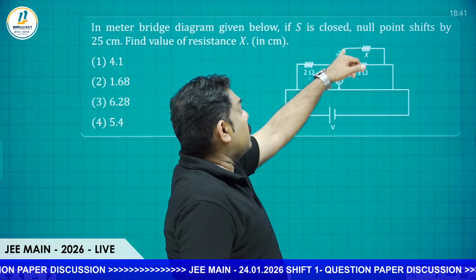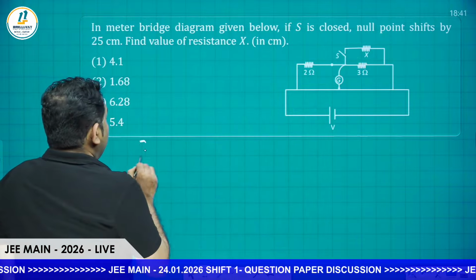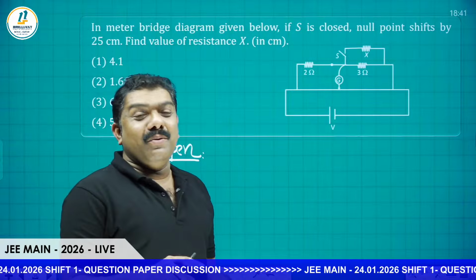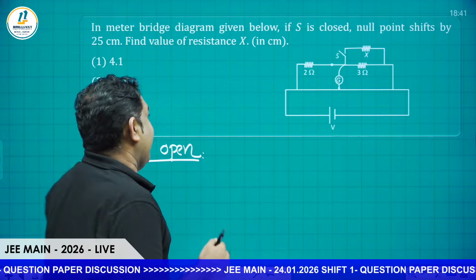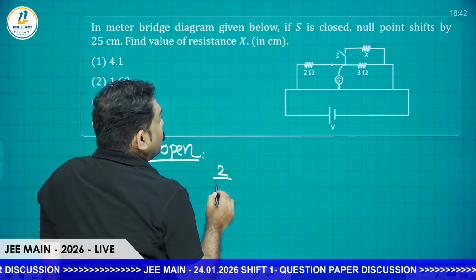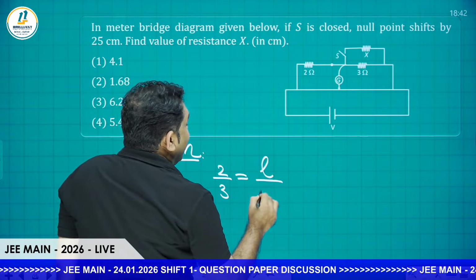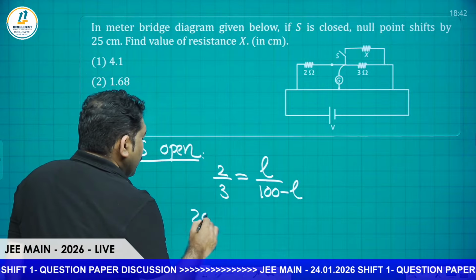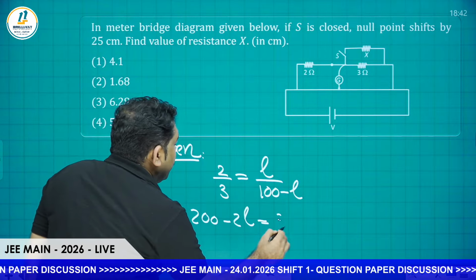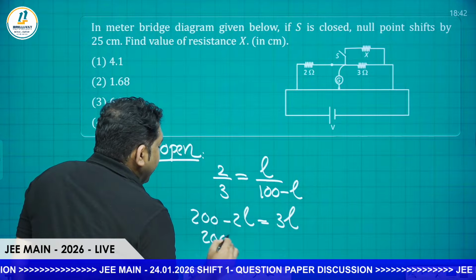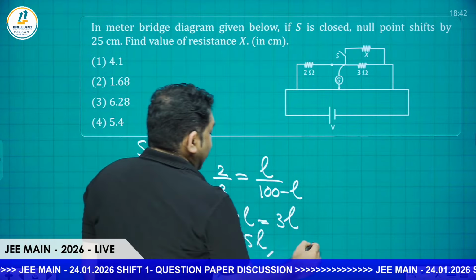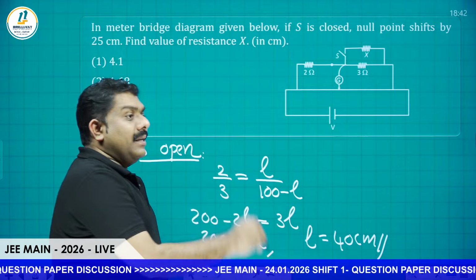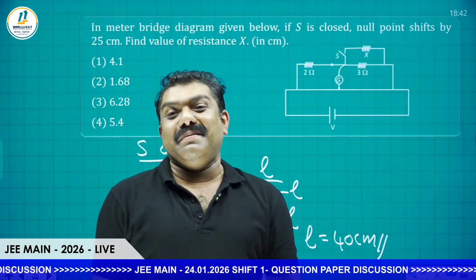Initially, when the switch S is open, what is happening? We know that P by Q is equal to L by 100 minus L. So 2 by 3 is equal to L by 100 minus L. Cross multiplication: 200 minus 2L is equal to 3L. So 200 is equal to 5L. So we are getting L equal to 40 centimeter. So initially the balancing length is 40 centimeter.